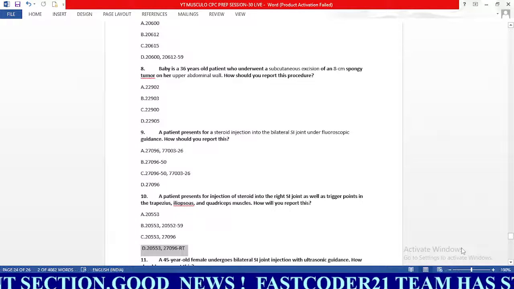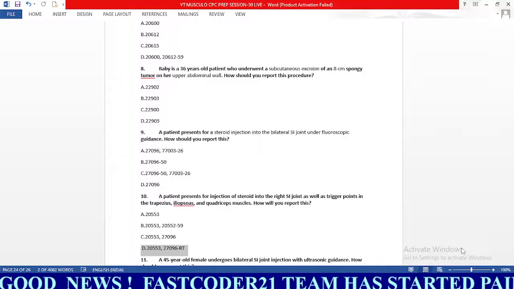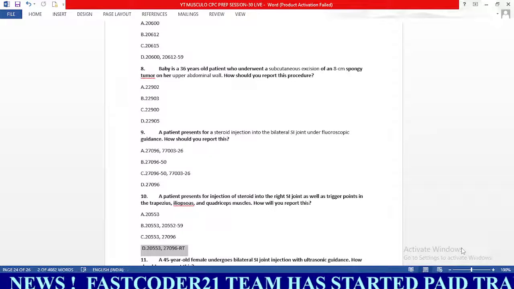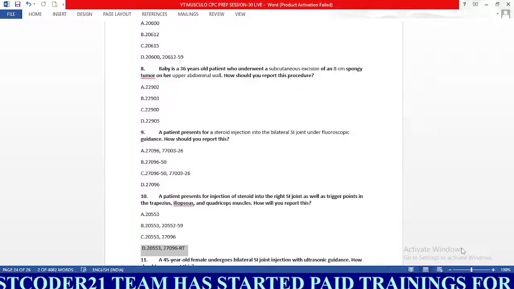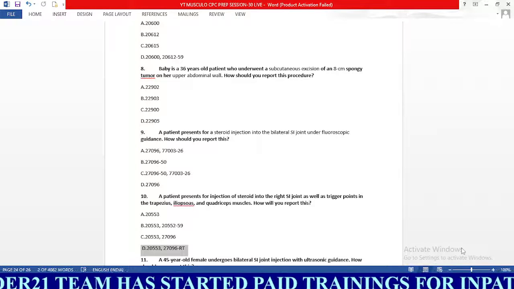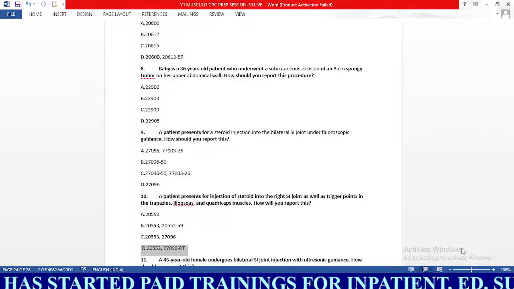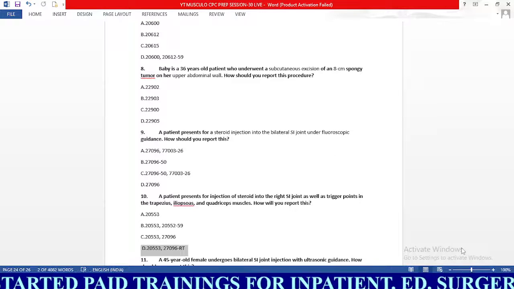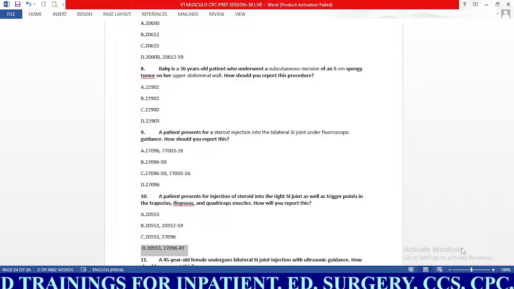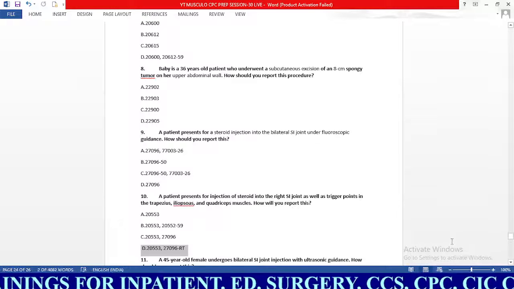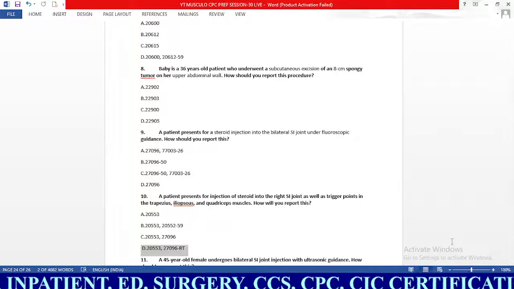And B is for 20552, and 20553 is for trigger points. So B is wrong. A is also wrong as we need to code for two procedures: injection of steroid into the right SI joint and also trigger points. Yeah, D is the correct answer. Based on guidelines, we need to add a laterality modifier to 27096. So try to understand that we need to code two procedures, not one.